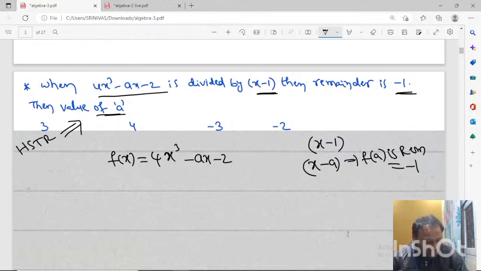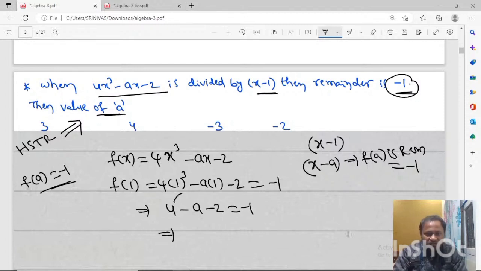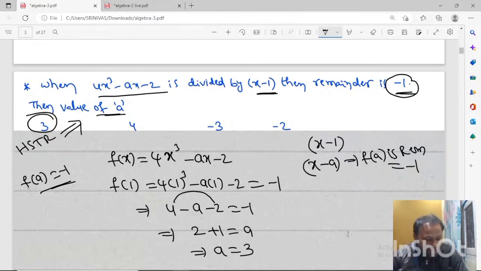Sangeeta says minus 2. Veena says 3. Let me check. According to the condition, f of 1 is equal to 4 into 1 cube minus a into 1 minus 2 is equal to minus 1, because f of a is equal to minus 1 according to the question. Just simplify: 4 minus a minus 2 is equal to minus 1. 4 minus 2, 2 plus 1 is equal to a. So the value of a is 3. A is equal to 3. That is the correct answer. A is equal to 3, not minus 2.